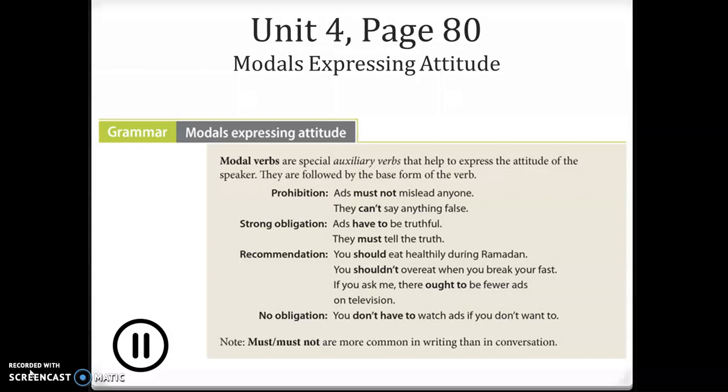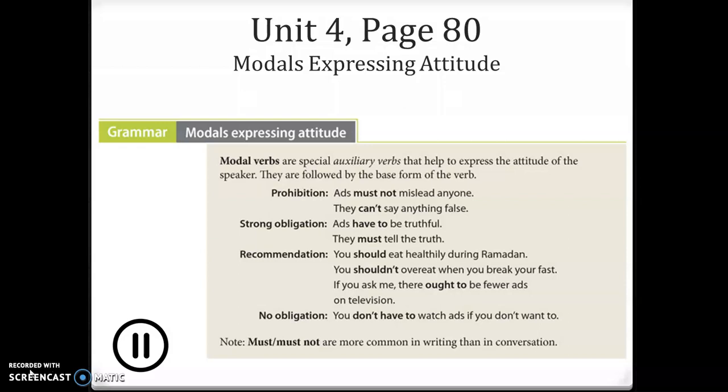Modal verbs are special auxiliary verbs that help to express the attitude of the speaker. They are followed by the base form of the verb. Prohibition. Ads must not mislead anyone. They can't say anything false. Another attitude we have is strong obligation. Ads have to be truthful. They must tell the truth.